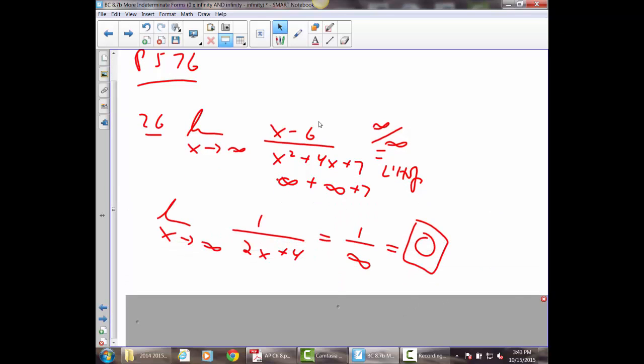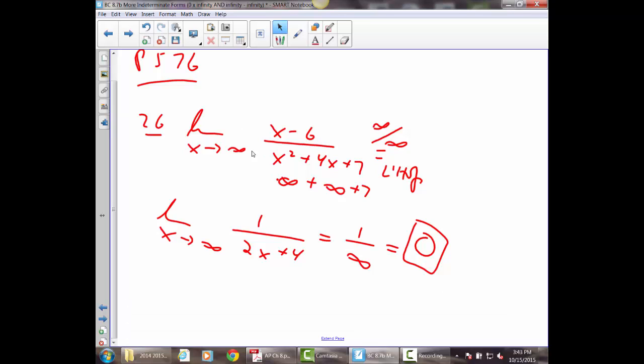We're going to use L'Hopital's rule. Derivative of the numerator is 1. Derivative of the denominator is 2x plus 4. And now again, you're just going to substitute. You're going to have 1 over 2 times infinity plus 4. 2 times infinity is infinity. Infinity plus 4 is infinity. 1 divided by infinity would be 0.